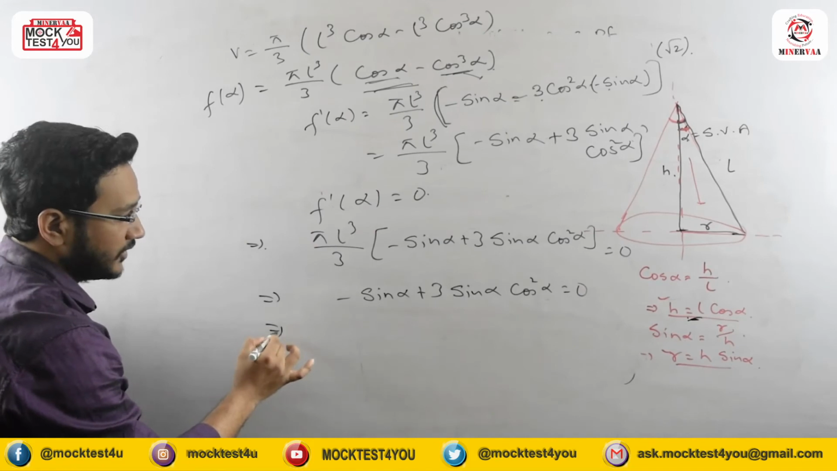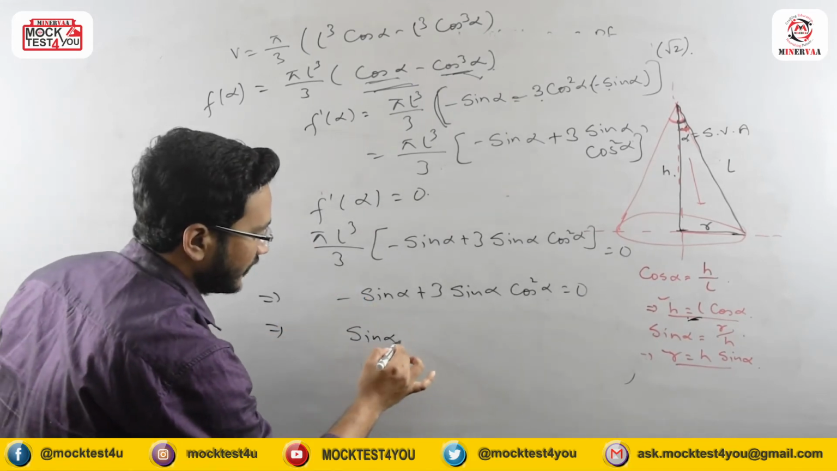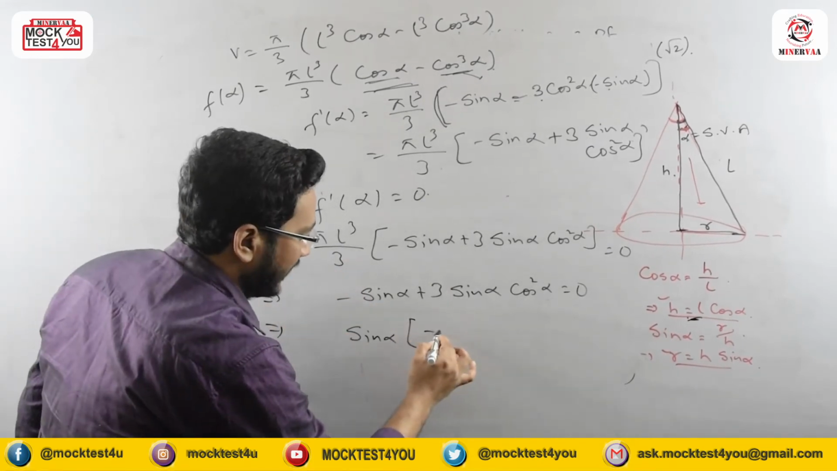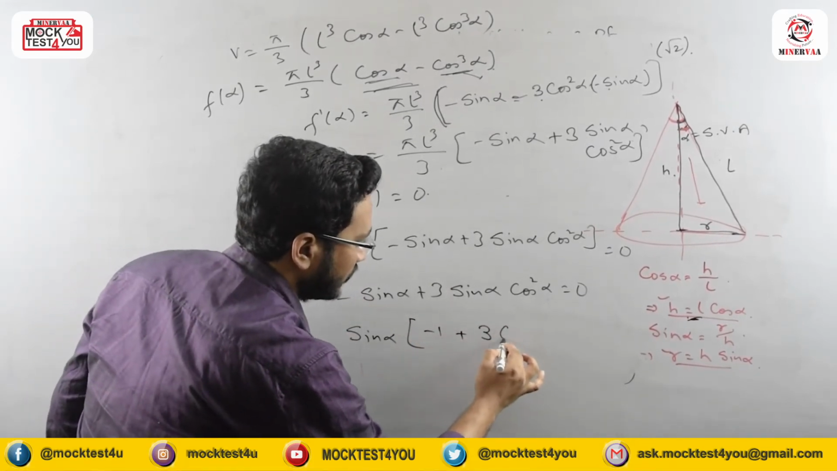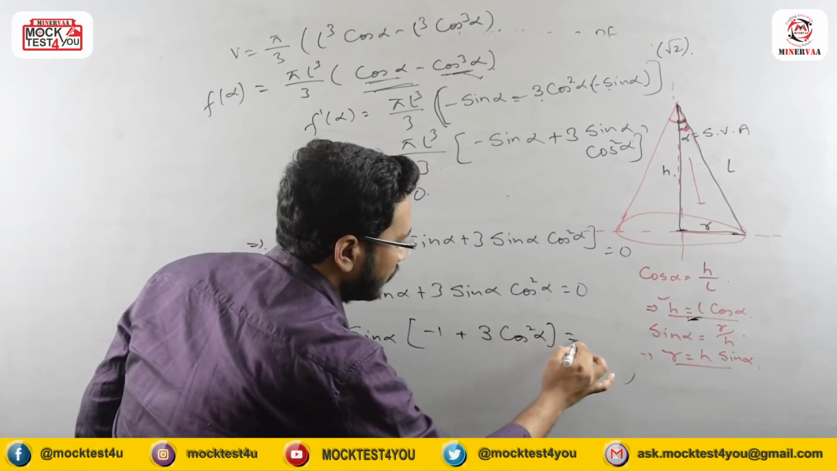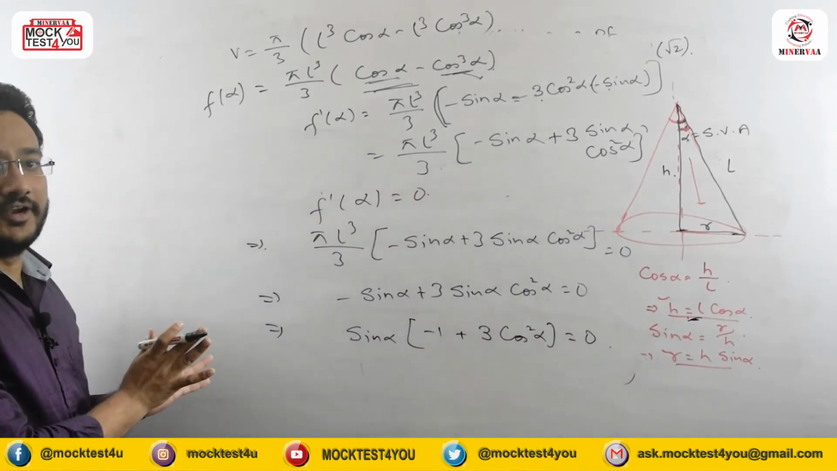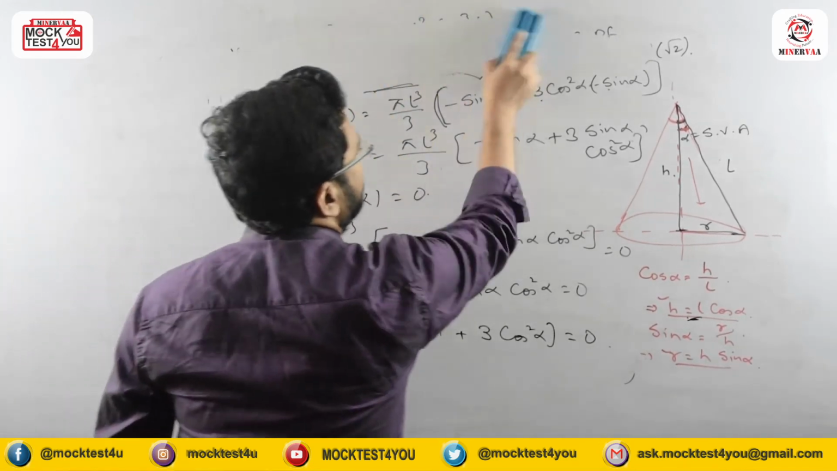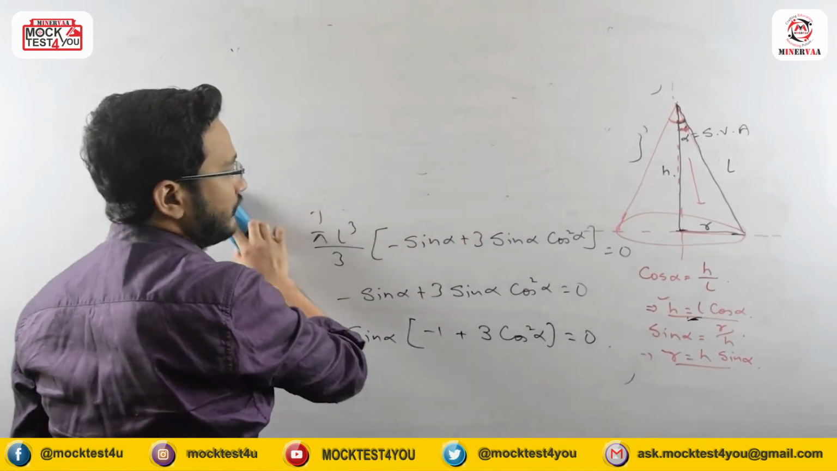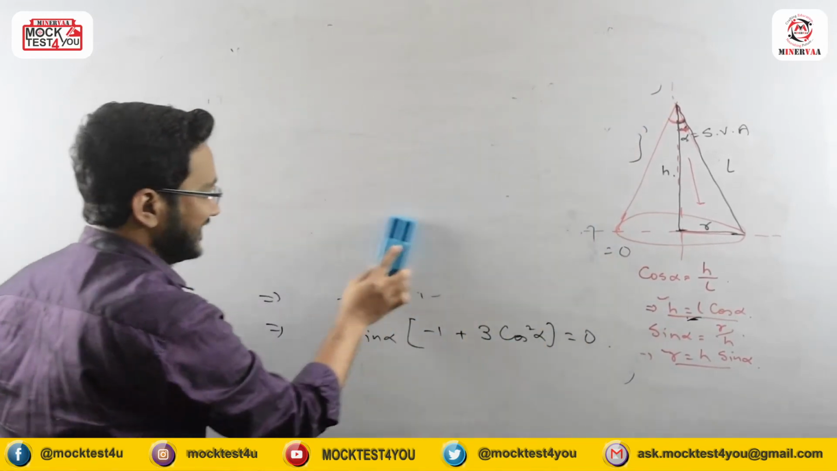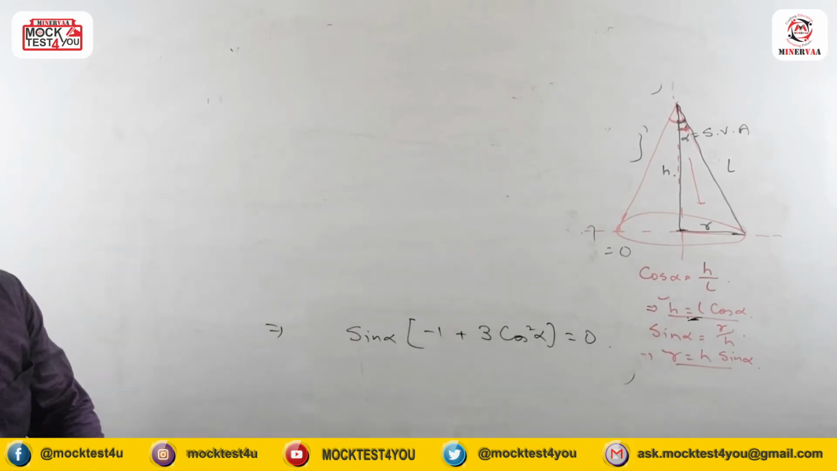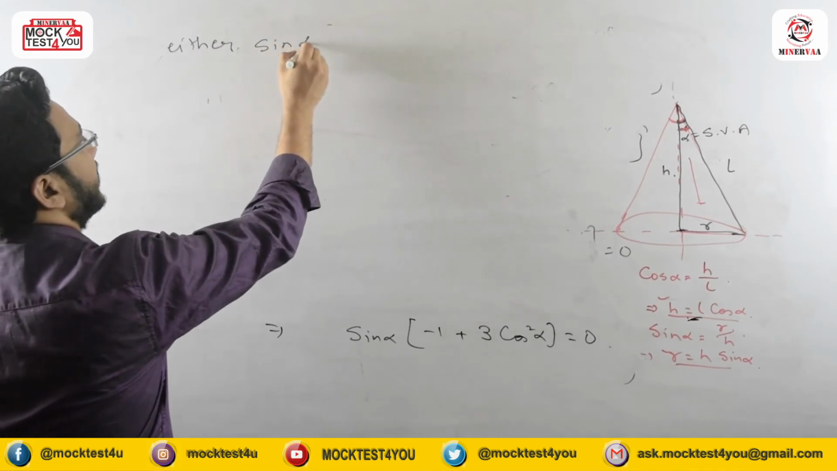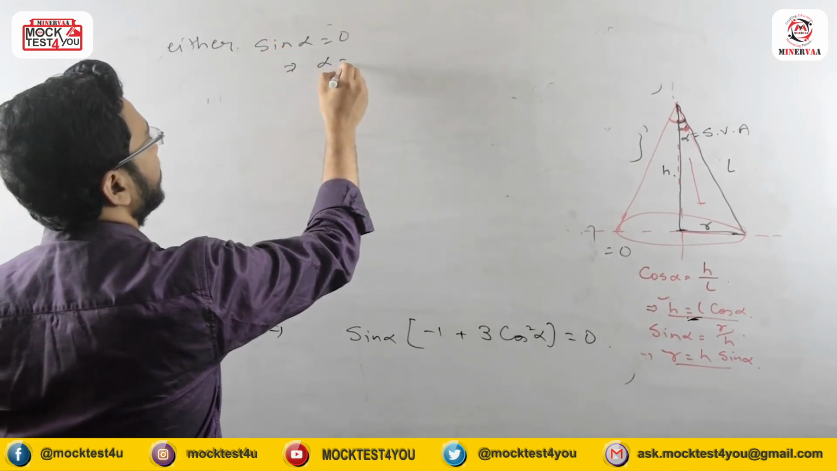After simplifying, you can take sin alpha common. Let's take it common. Sin alpha is common, it will be sin alpha times minus 1 plus 3 cos square alpha equals to 0. So this is what we are getting now. Now let's see the value of alpha. What are the values of alpha we are getting here? There are two factors present. Either sin alpha will be 0, that will give you alpha equals to 0 degree.